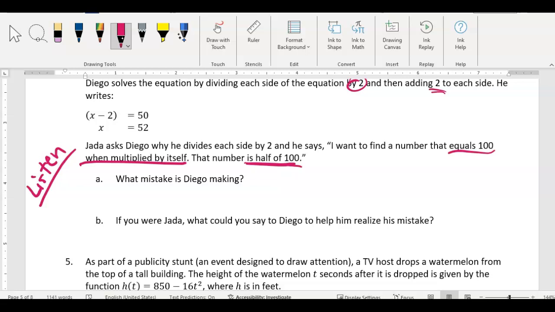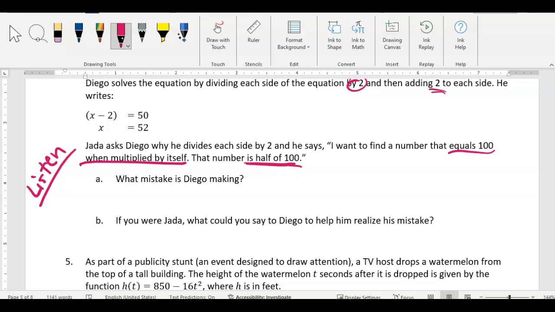The mistake that Diego is making here is that when we add 50 to itself, 50 plus 50 equals 100. But when we multiply, 50 times 50 does not equal 100. So he's mixing up adding the same number with multiplying this number by itself.